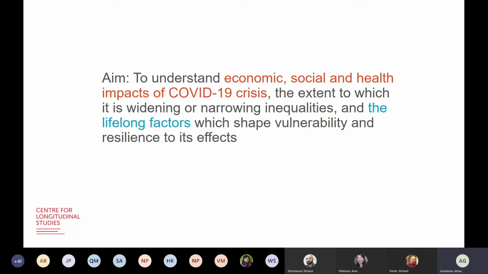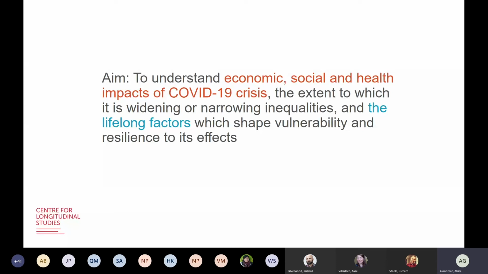First of all, what was the aim? So this is data collection which has been embedded in a number of long-standing longitudinal studies that have been following people over a long period of time, 4 of the 5 studies since birth and 1 since the study members were in adolescence. And our aim has been to understand the economic, social and health impacts of the COVID-19 crisis, the extent to which it's widening or narrowing inequalities.